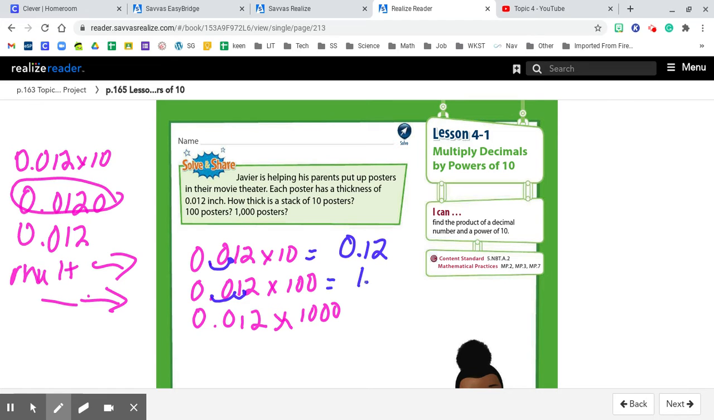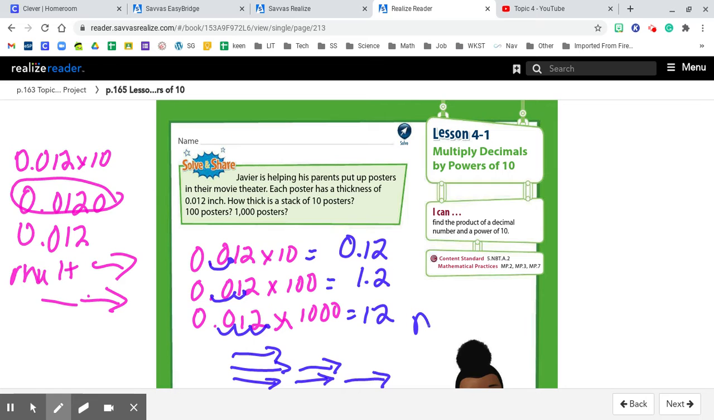So I'm going to wind up with a 1.2. When we multiply by 1,000, I'm moving the decimal three places. So I'm going to wind up with a 12. So that is how we would do that. We will be reviewing that further in the lesson. But whenever you are multiplying by 10, you're going to move over one place. By 100, you're going to move the decimal two places. By 1,000, you're going to move the decimal three places.